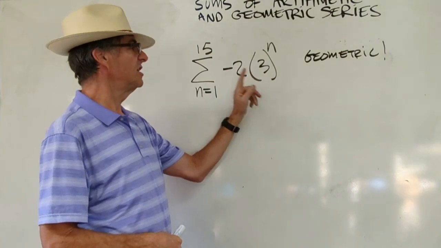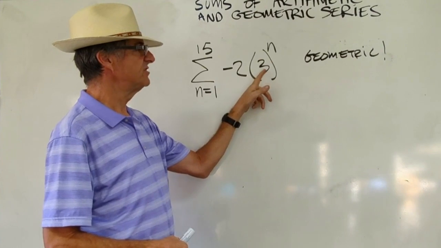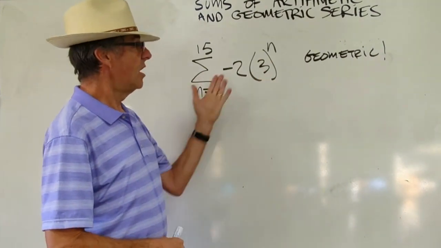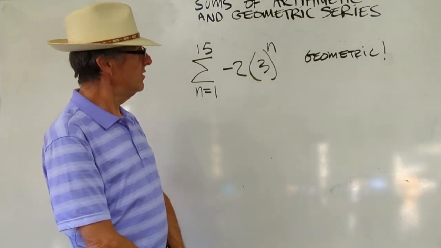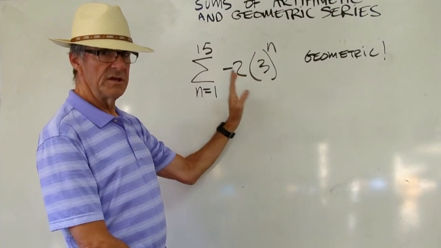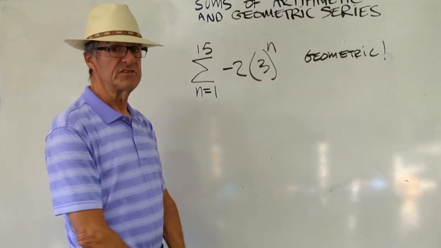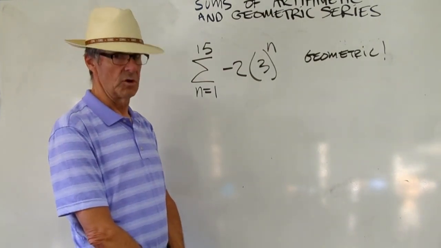The first term is going to be minus 2 times 3 to the 1, or 3. The second term is going to be minus 2 times 3 to the 2, which is 3 times 3, and so on. So our r in this case is 3. So now I want you to pause the video and take a look at this expression for our series and determine how to do the plug-in step with either one of those sum of a geometric series formulas.